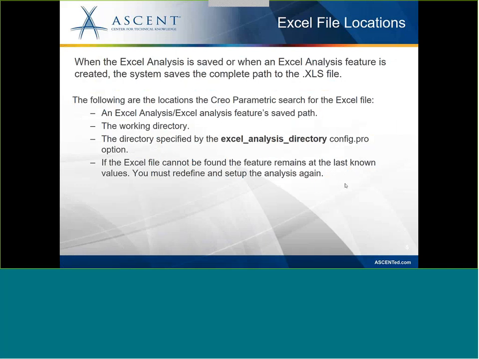When you create an Excel analysis, the system stores the absolute path to where the Excel file was stored. When you open your part file and want to run or regenerate your model, the system looks for that path to find the Excel file. There are several locations where it will look: the path, the working directory, or, if you've specified the Excel Analysis directory in Config.pro, it will look there.